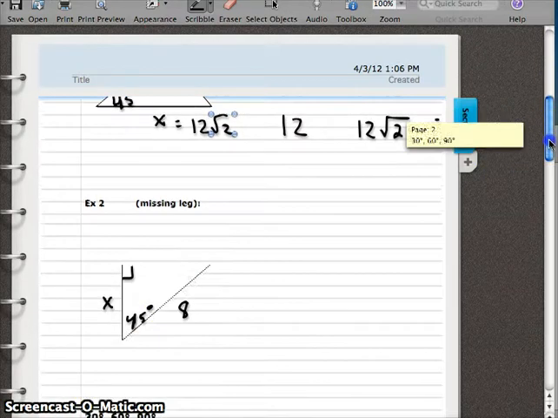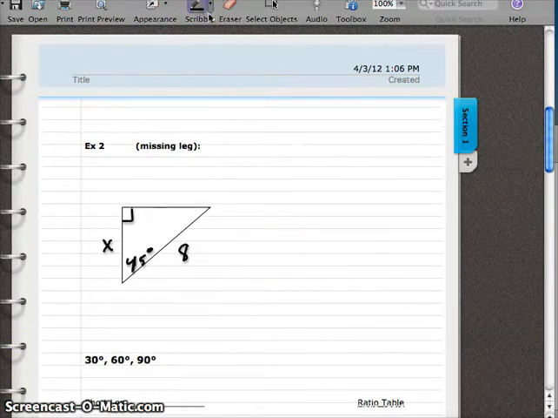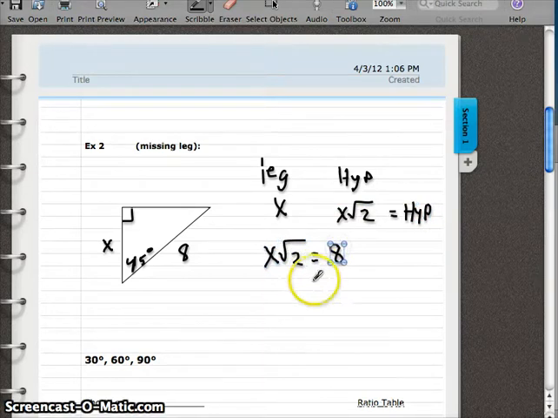On to the next one. Here's a slightly trickier one. Still a 45, 45, 90 triangle. So in this example, if we use our table, whatever our leg is times the square root of 2 will give us our hypotenuse. So we're missing our leg. Well, we know that this equation right here equals the hypotenuse. Right? You could say this, if that makes more sense. This equals hypotenuse. Well, we know the hypotenuse, so we substitute that value. So x times the square root of 2 equals 8. 8's our hypotenuse. And then we solve for x.